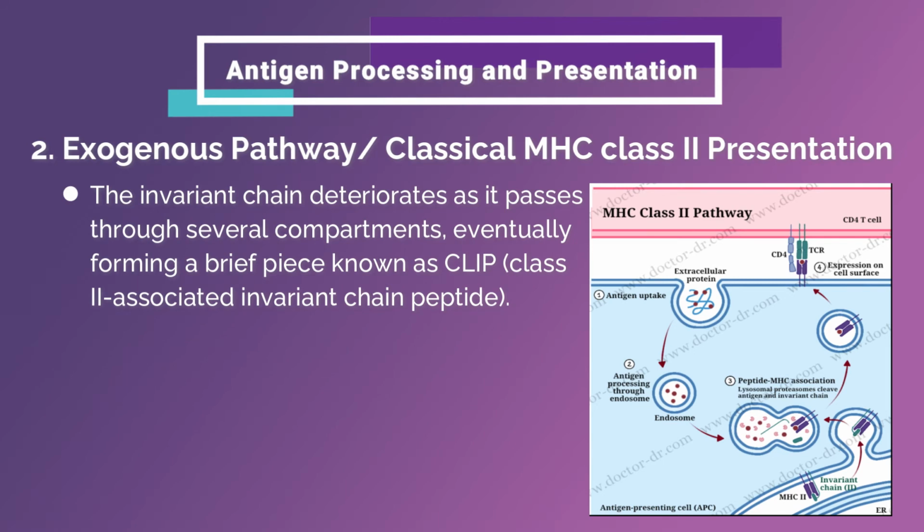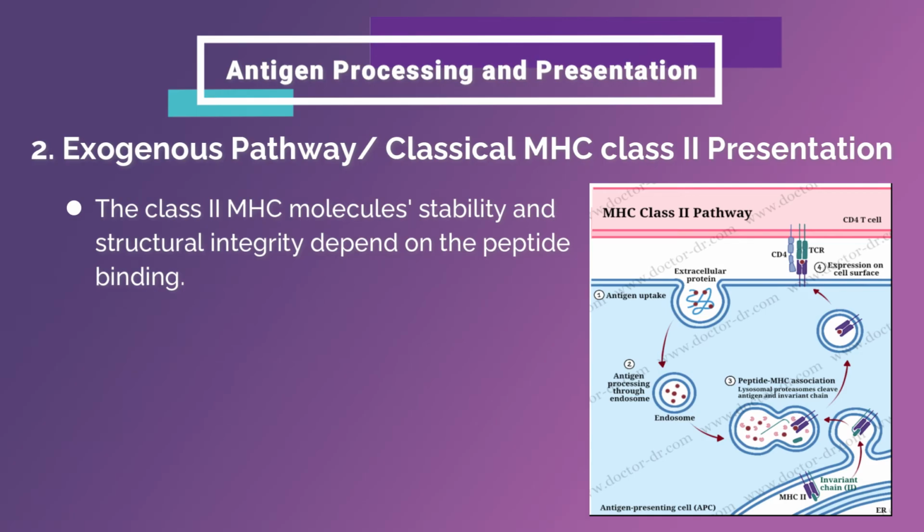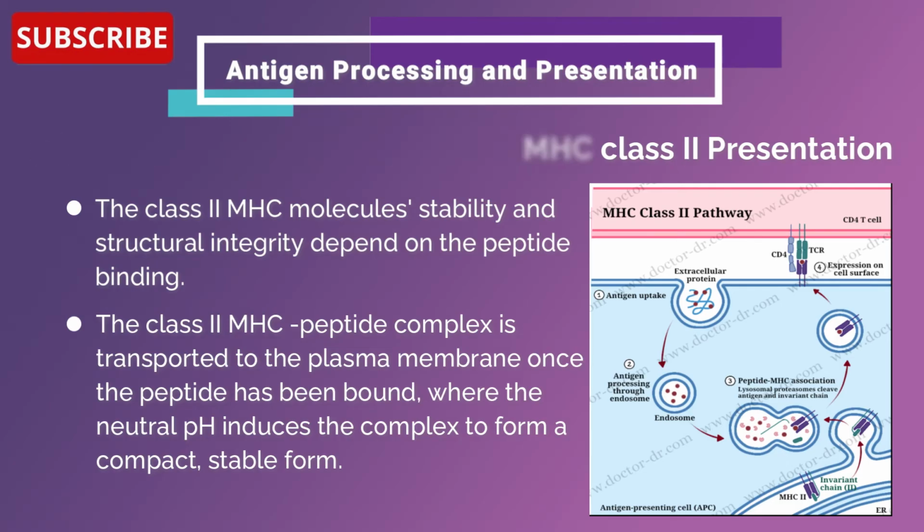The invariant chain deteriorates as it passes through several compartments, eventually forming a brief piece known as CLIP, class II associated invariant chain peptide. Afterwards, an exchange of CLIP with an antigenic peptide is catalyzed by a class II MHC protein. The class II MHC molecule stability and structural integrity depend on the peptide binding. The class II MHC peptide complex is transported to the plasma membrane once the peptide has been bound, and the neutral pH induces the complex to form a compact stable form.